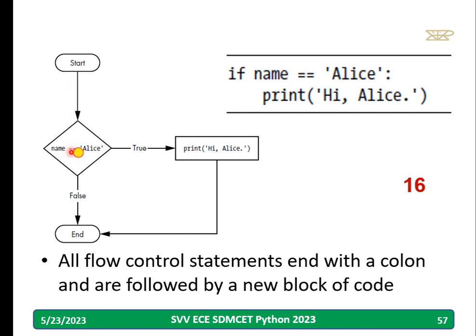Start. If name equal to Alice, true, then do this or go through this path. Otherwise, no means go to the end. You can remember how it works without a flowchart in your mind, or with a flowchart also you can remember.